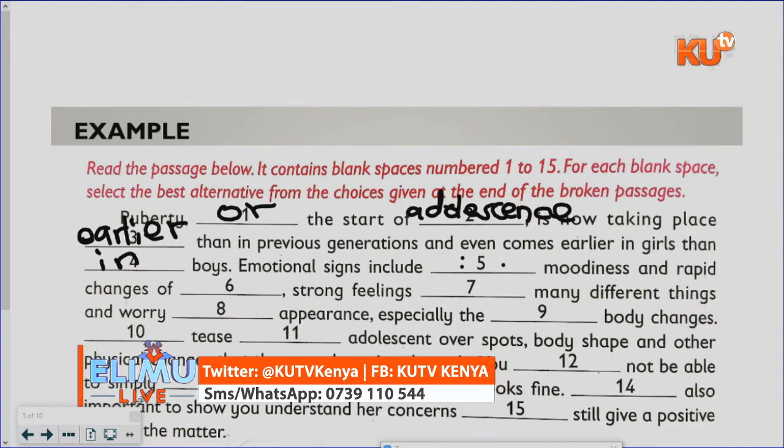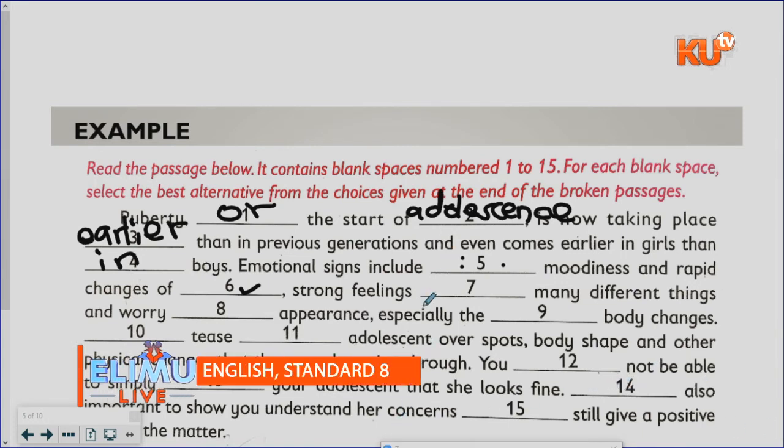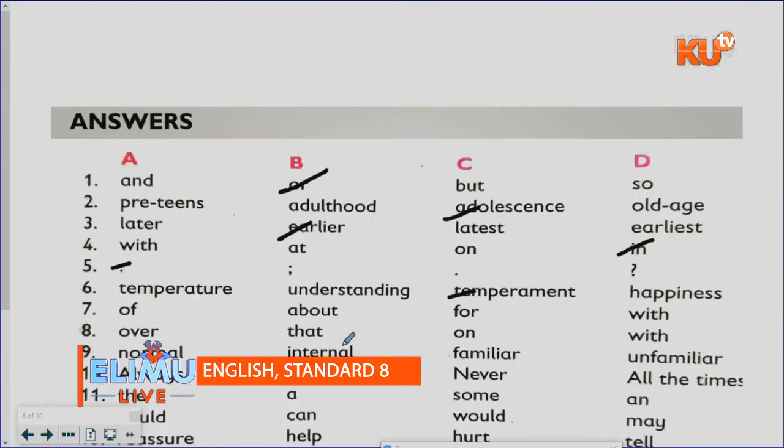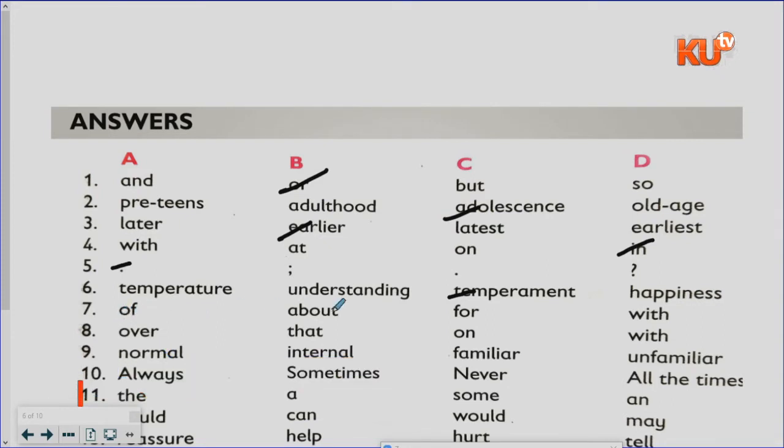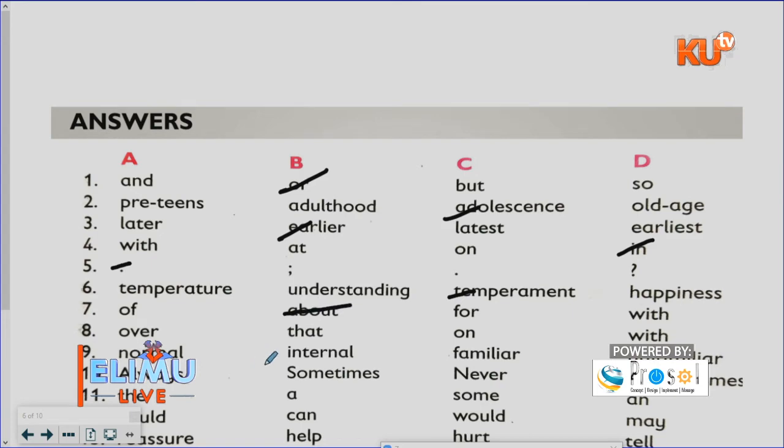Then we go back and see 7, strong feelings, dash. So there we have already answered. Not right there because it may not fit. Strong feelings, dash, many different things and worry. Strong feelings of many different things, strong feelings about many different things, strong feelings for many different things, strong feelings with many different things. Strong feelings of many different things is not correct. Feelings about gives you the cause. Strong feelings about many different things.